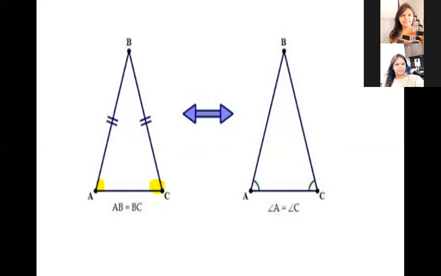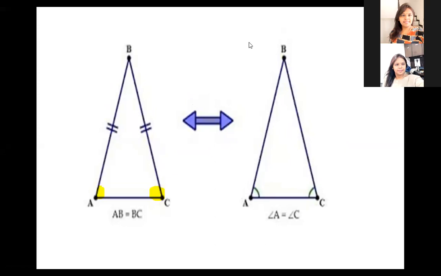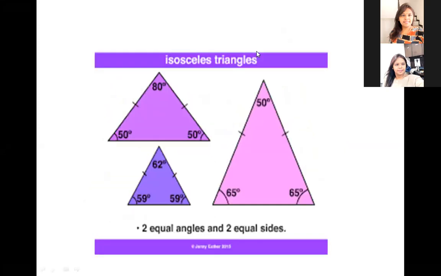You have an isosceles triangle whose two sides are equal, then their opposite angles are also equal to each other. So don't forget this property. Anytime I will ask you. So these are the properties.